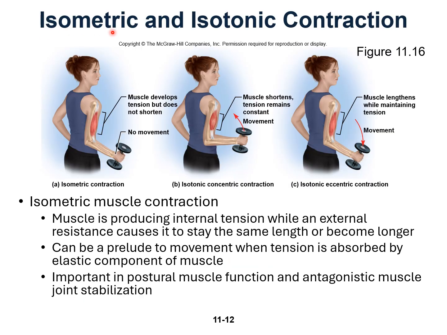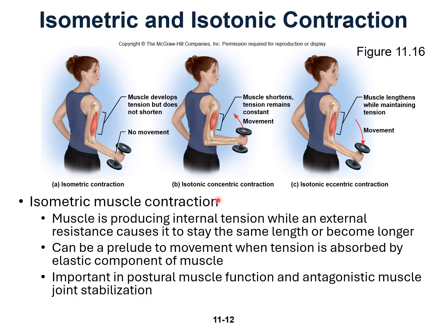You can also have isometric and isotonic contraction. In isometric muscle contraction, the muscle produces internal tension while an external resistance causes it to stay the same length or become longer. This is when you're holding a weight: it's keeping its length, but there is going to be tension on it. It's important in postural muscular function and antagonistic muscle joint stabilization. So when you're just standing straight, you're not really moving, but you're keeping your muscle tone.